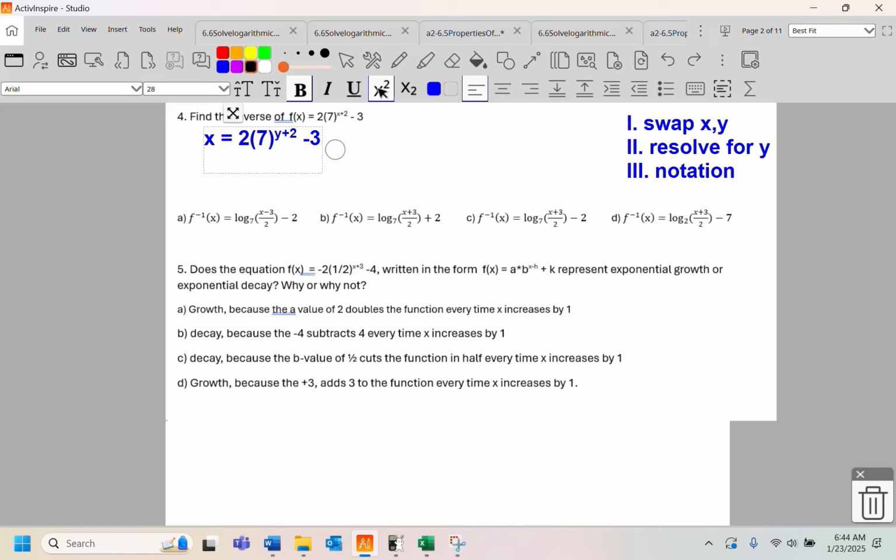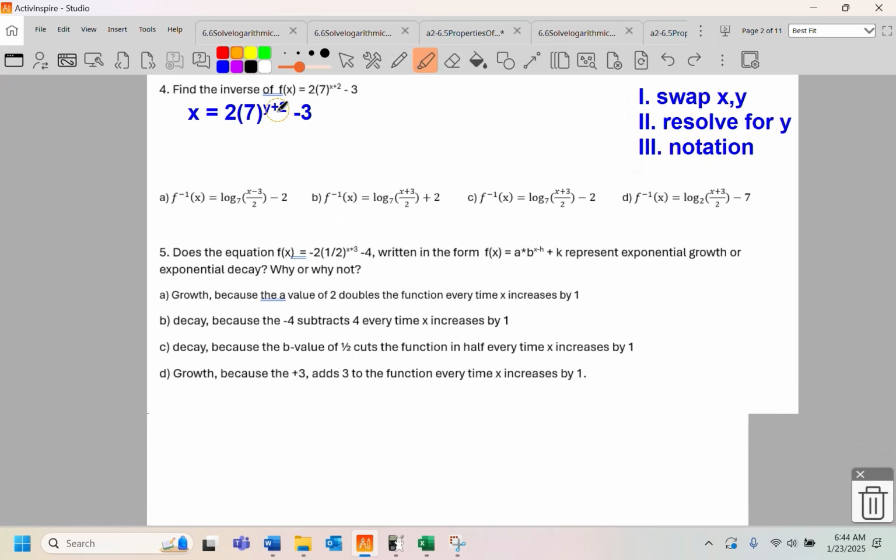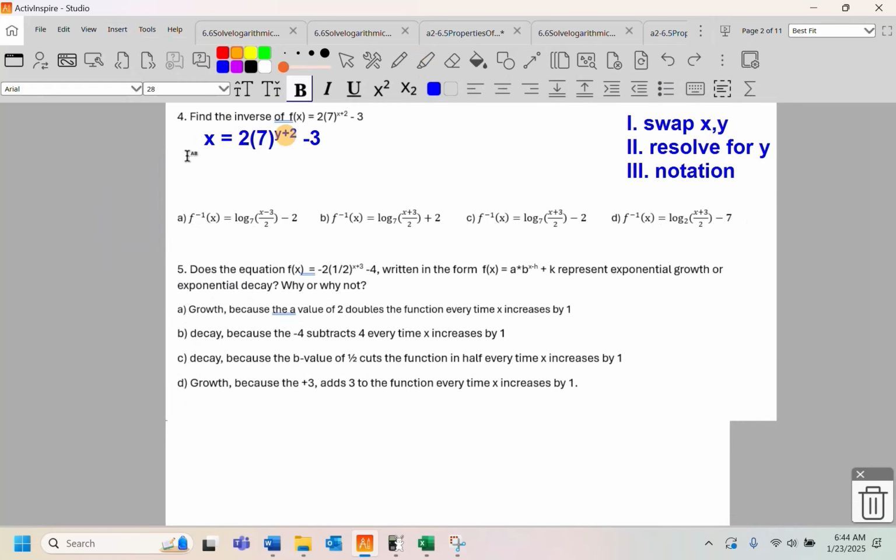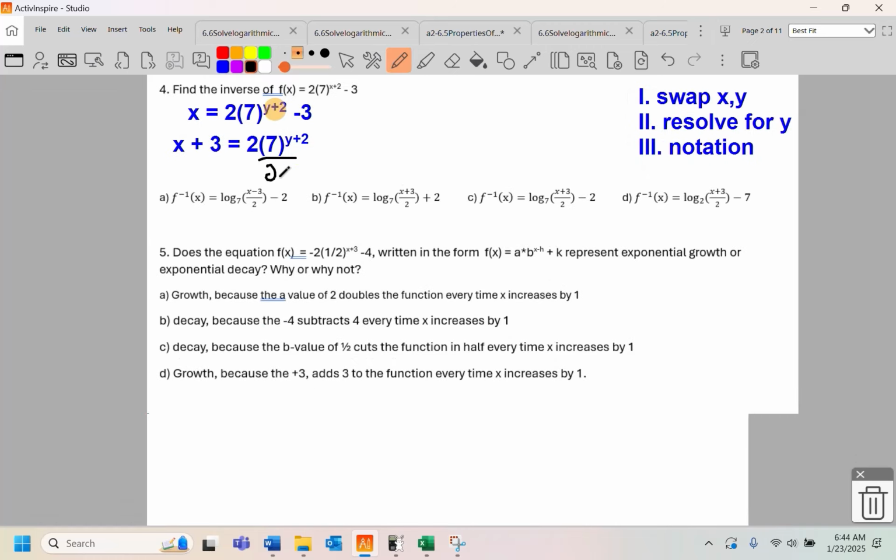minus 3. I'm going to go through the process of getting at this exponent, okay? So I'm going to have to isolate this base of 7. So the first thing I'm going to do is I'm going to subtract, sorry, I'm not going to subtract 3, I'm going to add 3 to both sides. And I'm going to have to switch over to pen now because the software just doesn't type very well. So the next thing I'm going to do is I'm going to divide out that 2. So x plus 3 over a 2 is a 7 to the y plus 2.